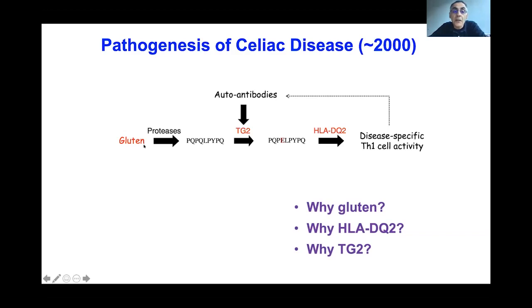What is special about dietary gluten? What is special about HLA-DQ2? The human HLA repertoire consists of many different MHCs. Why do 95+% of all celiacs have HLA-DQ2? And what is special about this particular isozyme of the transglutaminase family of enzymes that leads to this disease? And I would say most of what I have to present today is motivated by these three mechanistic questions.